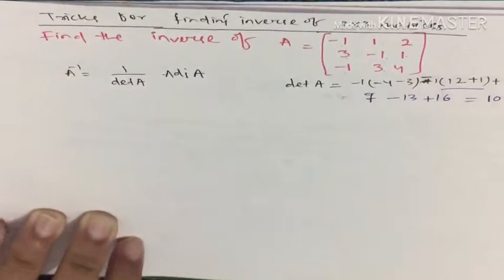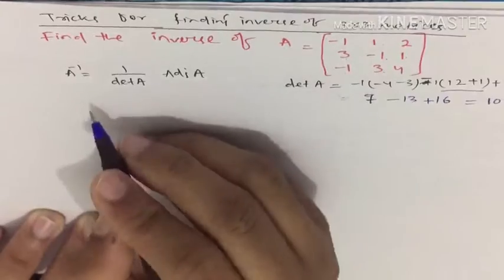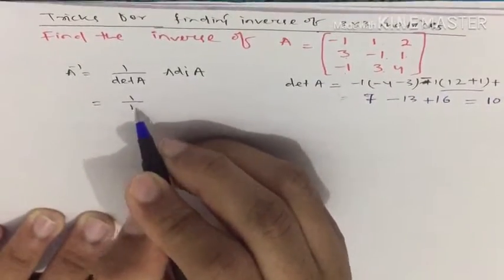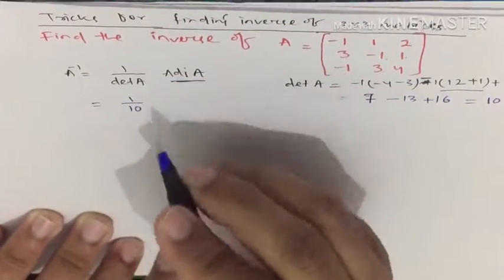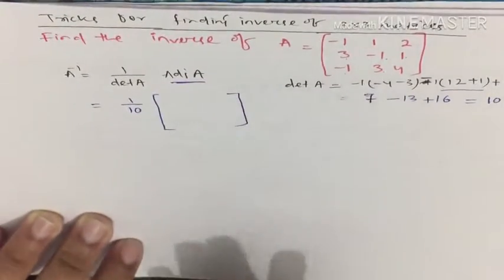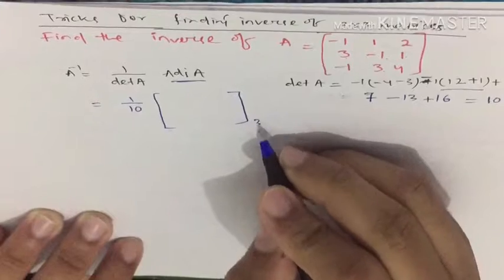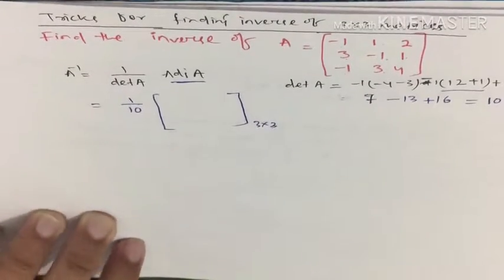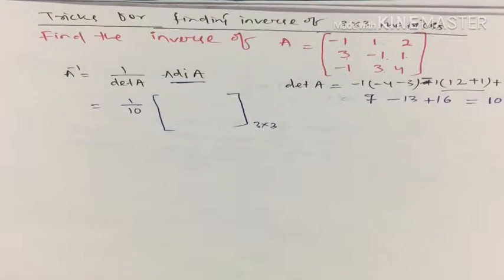So the determinant of A is plus 10. So it is 1 by 10 into adjoint of A. This adjoint of A I have already discussed. It will be a 3 cross 3 matrix, of order 3 cross 3. So writing the adjoint of A is important, which I am going to show by a trick.